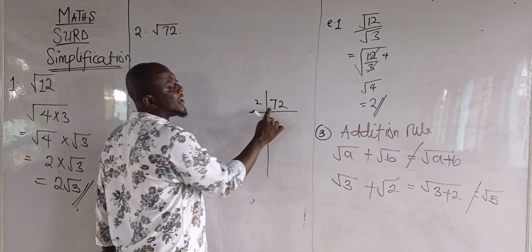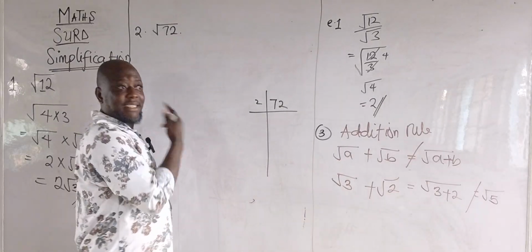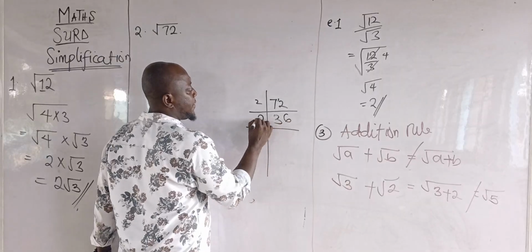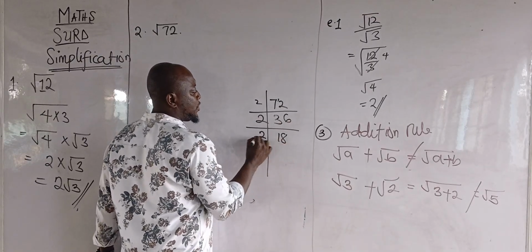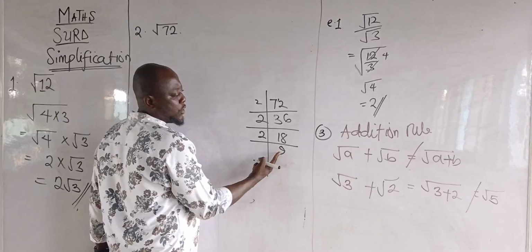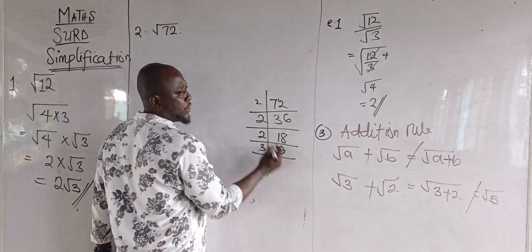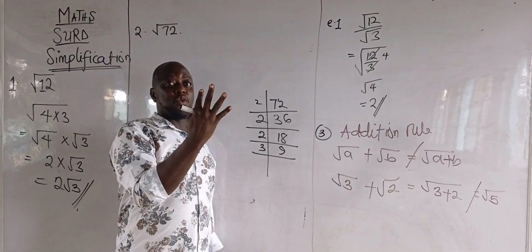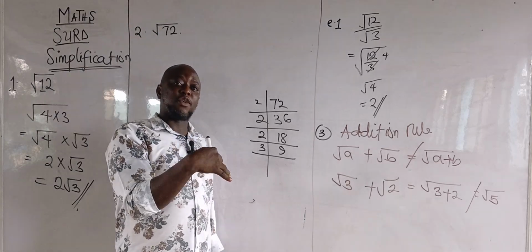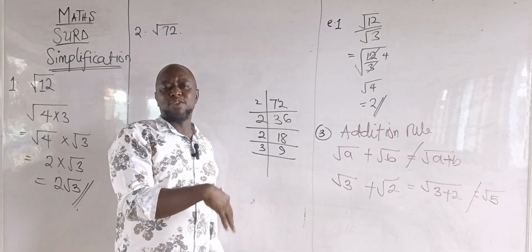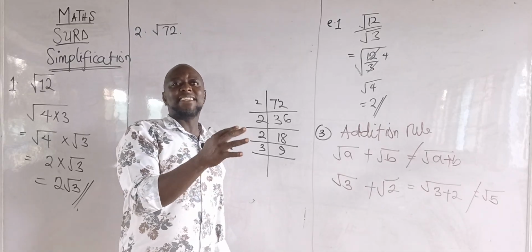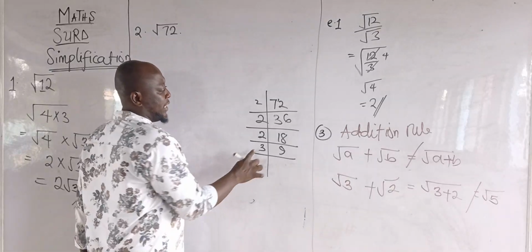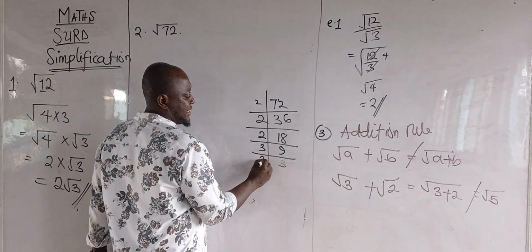So let's go. How many 2 can I find in 7? That will give me 3. In 12, that will give me 6. 2 can still go here, I will have 18. 2 can still go here, I will have 9. 2 can no longer go here, but 3 can go. You cannot jump from 2 directly to 4. If 2 cannot go, you check 3. If 3 cannot go, you check 4. If 4 cannot go, you check 5. If 5 cannot go, you check 6. That's the way you do it. You cannot just ignore 4, 5, 6 and jump to 9. You take it gradually. So 3 can go in this to give me this. Then 3 can go here, 1.